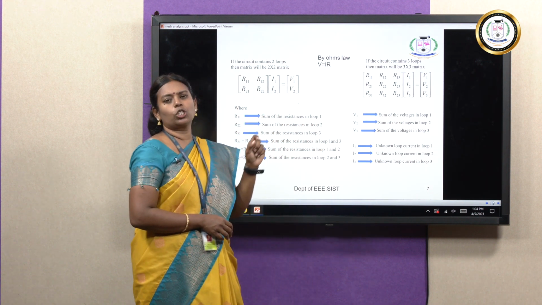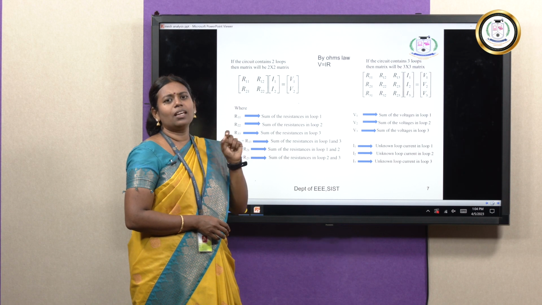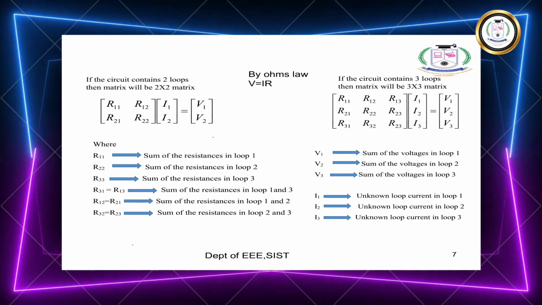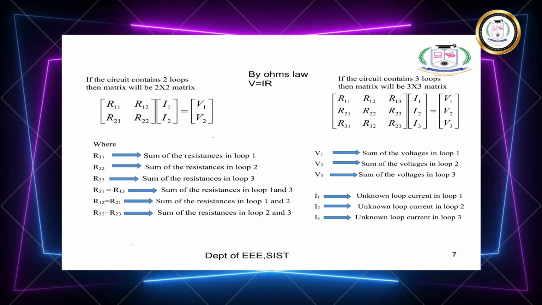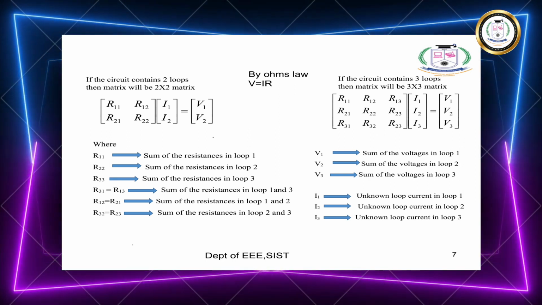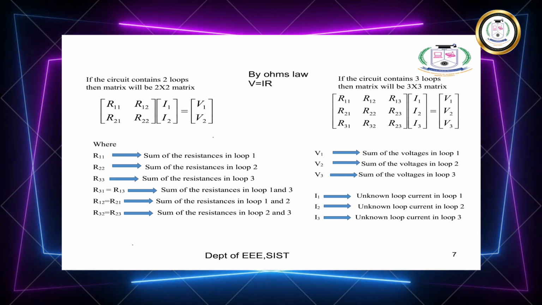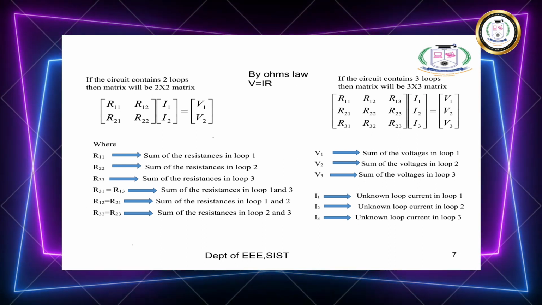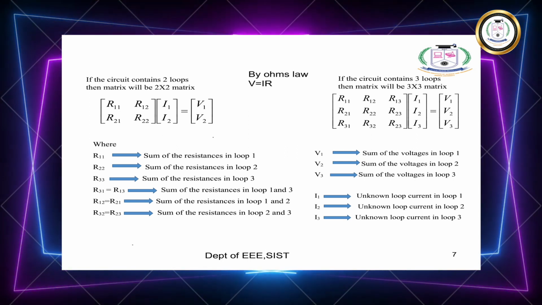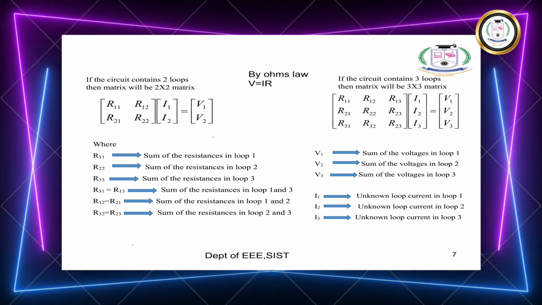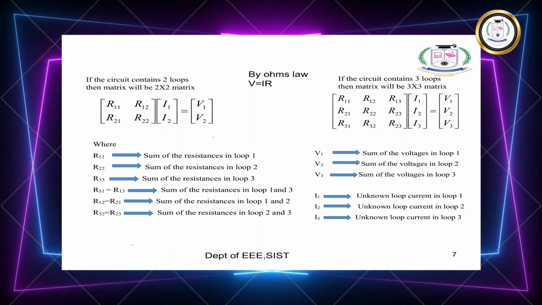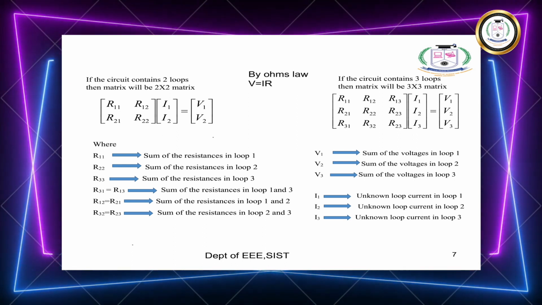Now we can see the explanation for each term in the resistance matrix. R11 means the sum of resistance in loop 1, R22 means the sum of the resistance in loop 2, R33 means the sum of the resistance in loop 3. R13 and R31 will be the same, that is the sum of the resistance common to loops 1 and 3. R12 and R21 will be the same, that is the sum of the resistance common to loops 2 and 1. R32 will be equal to R23, that means the sum of the resistance common to loops 2 and 3.